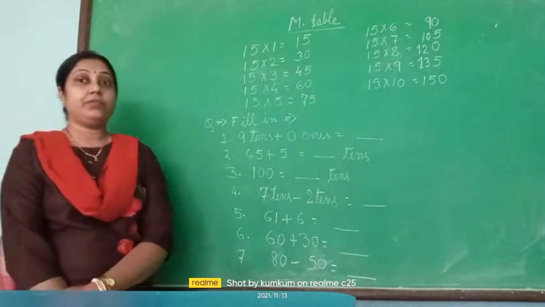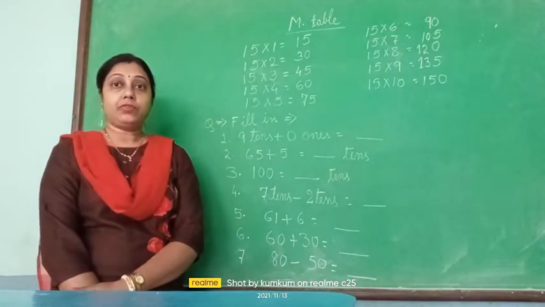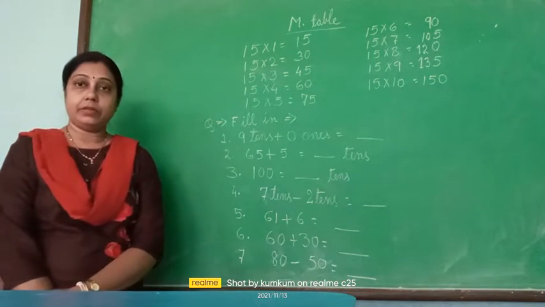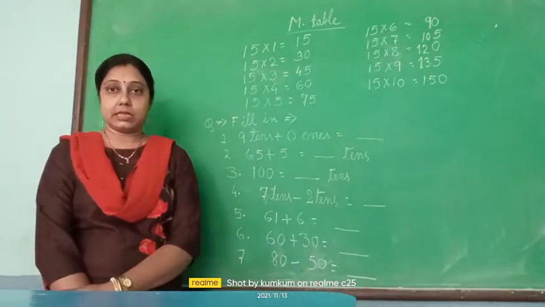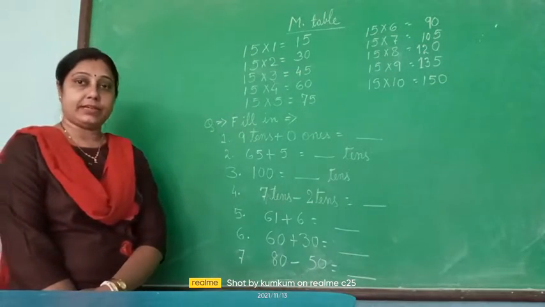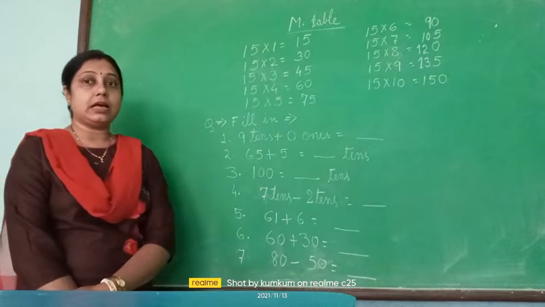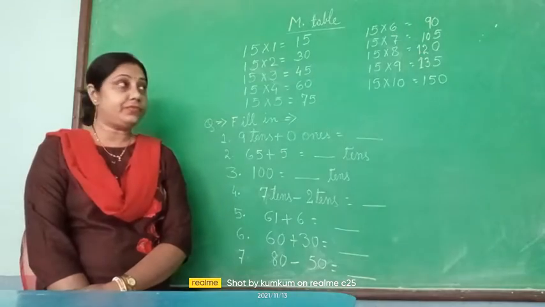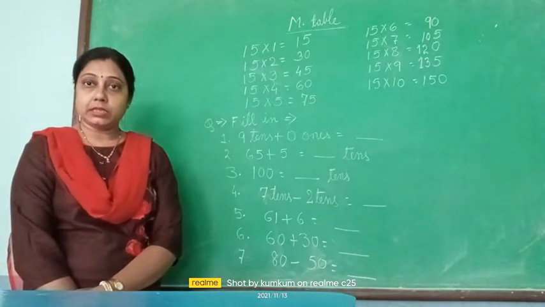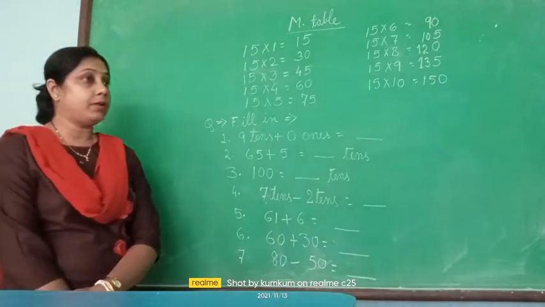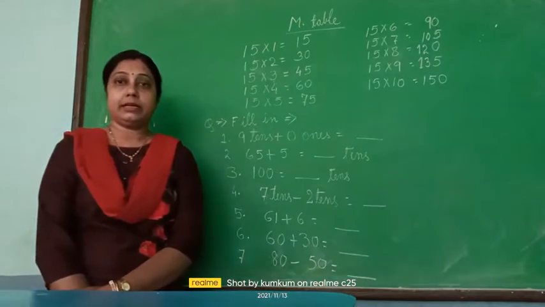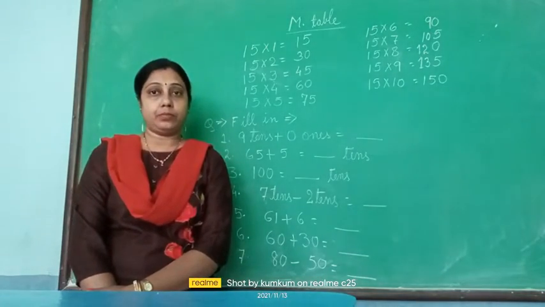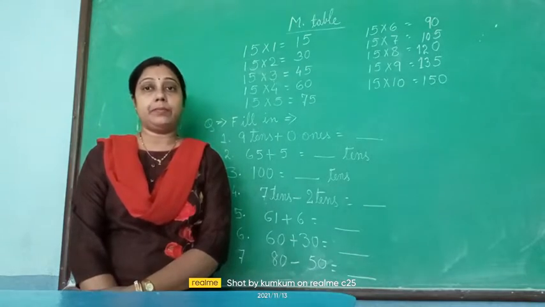So let us start. 15 ones are 15, 15 twos are 30, 15 threes are 45, 15 fours are 60, 15 fives are 75, 15 sixes are 90, 15 sevens are 105, 15 eights are 120, 15 nines are 135, 15 tens are 150.